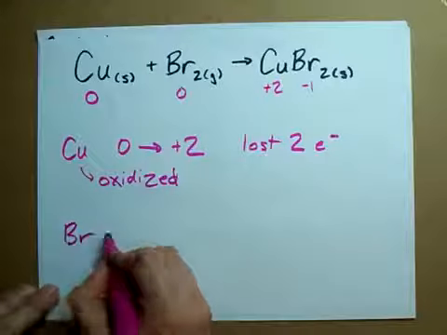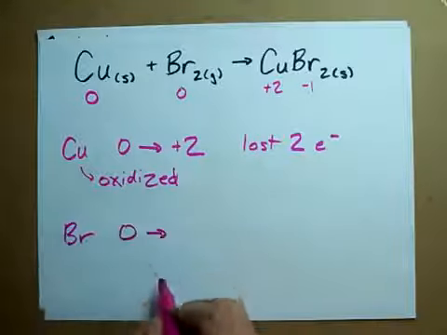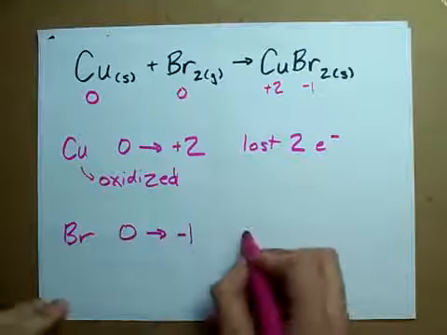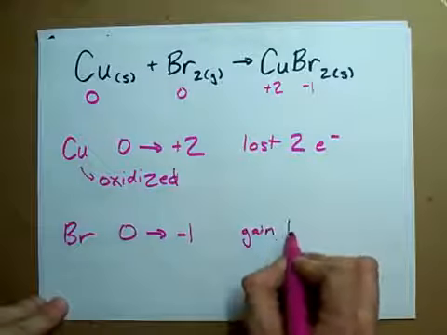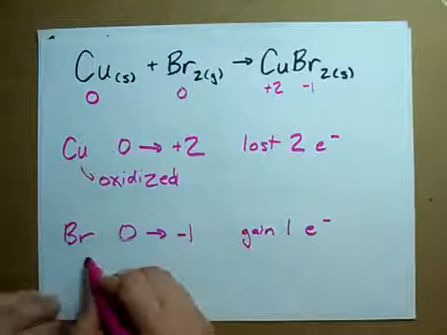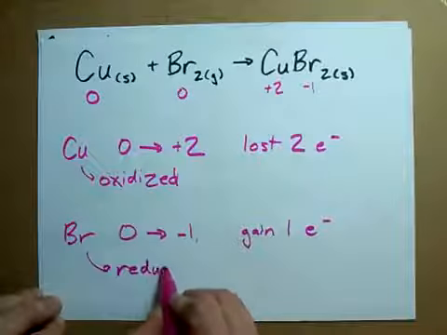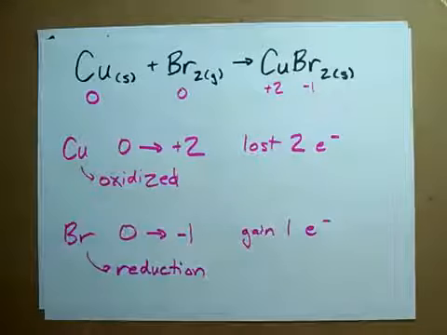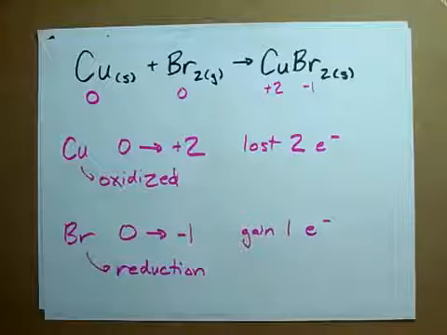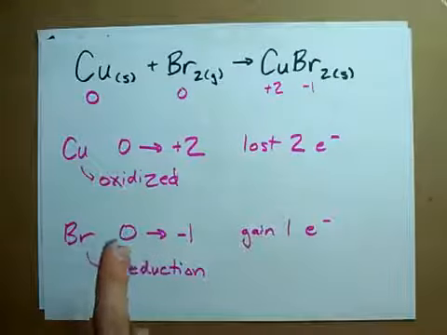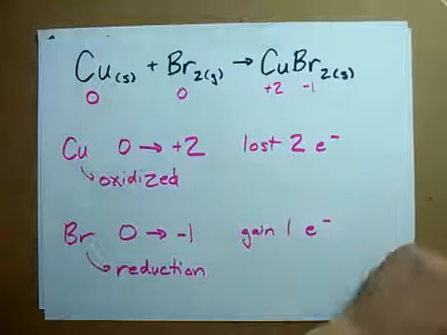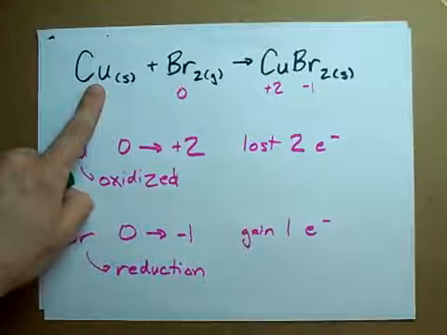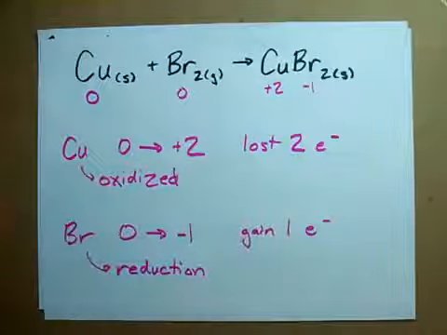The Br had a charge of 0 and the charge changed to -1. That got more negative. Each of the bromines gained 1 electron. A gain? Well, I do believe that reduction is a gain of electrons. So, the copper was oxidized and the bromine was reduced. Check.